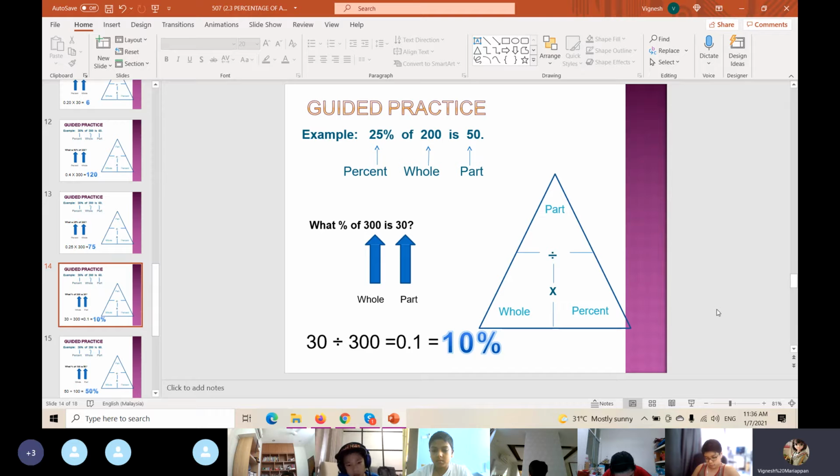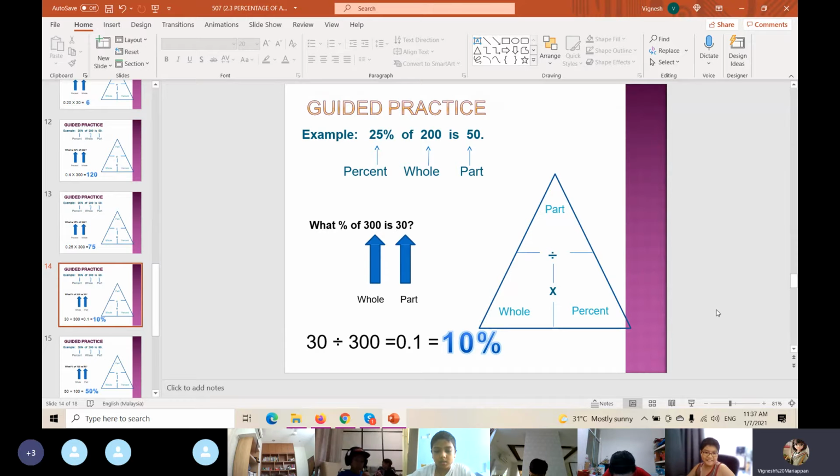Except Chayangi and Daniel, the rest, who can explain to teacher? Very easy, just refer to the pyramid and explain to teacher. I just want to know whether you all really can understand or not. Teacher, yes, 300 is whole, 30 is part.